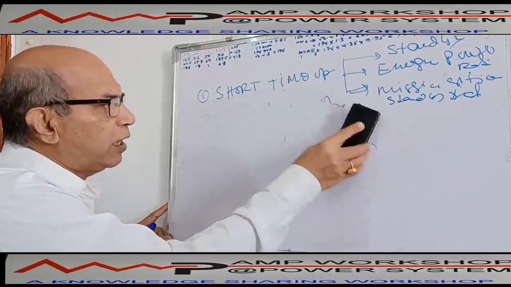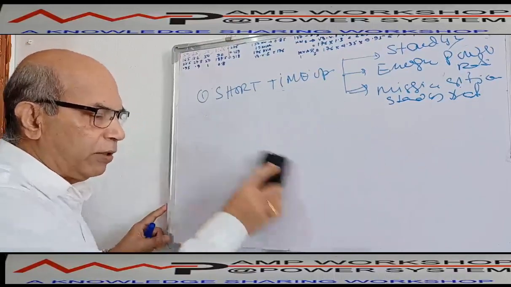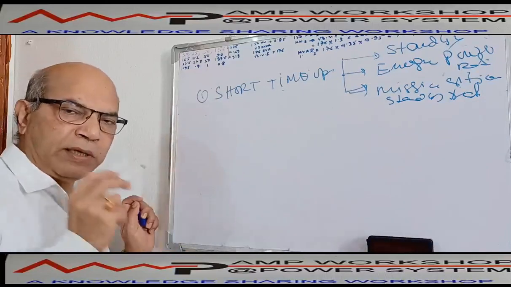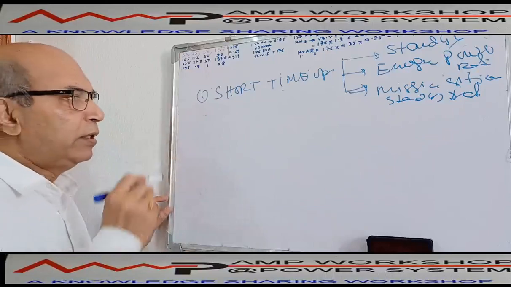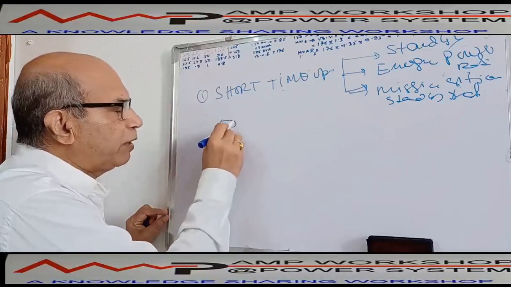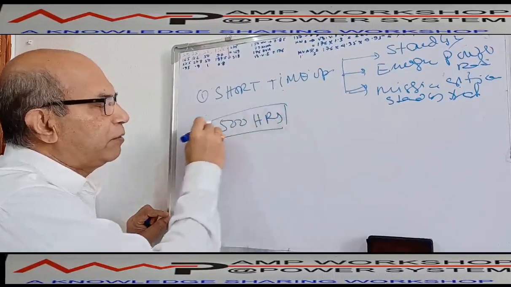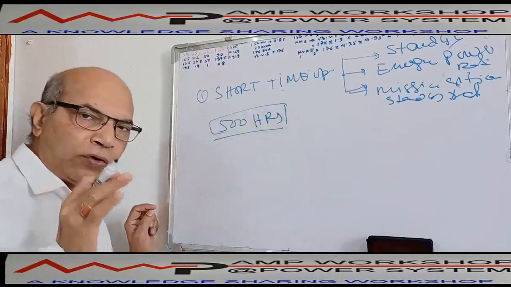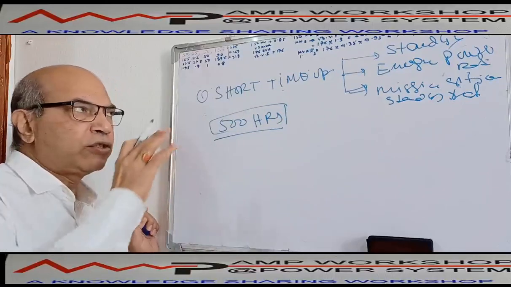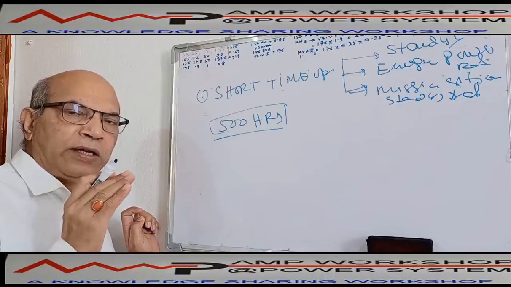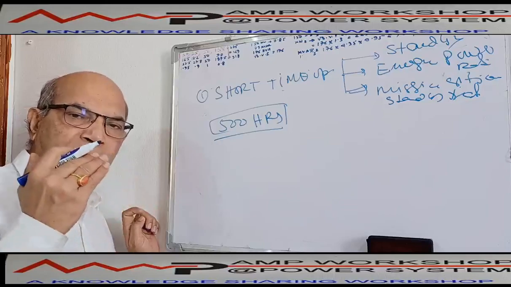If the short time operation requirement is 500 hours only, then in the case of a standby rating machine, the rating operation time shall not be more than 500 hours in a year. Maximum 500 hours it will run in a year, and the load which is to be connected on the generator is not a fixed load, it is a varying load.